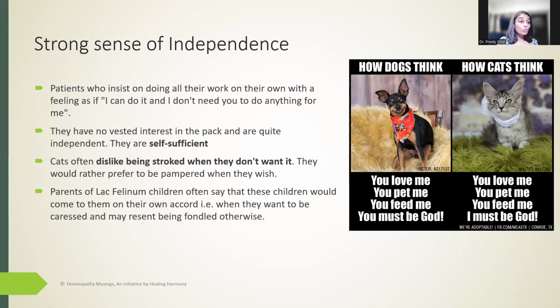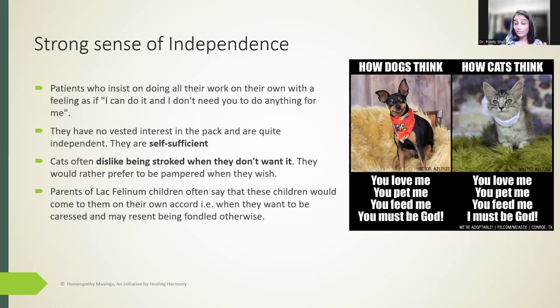Oftentimes in patients who come to you needing Lac Felinum, and if they're child cases, you will see that parents of Lac Felinum children often say that these children would come to them on their own accord. They don't like to be caressed, they don't like relatives coming and invading their space. They're not the hugging and the kissing types, and they can play by themselves, they will pretend play, they will role play, they will read stories, they will do their own thing, and they don't like to be disturbed.